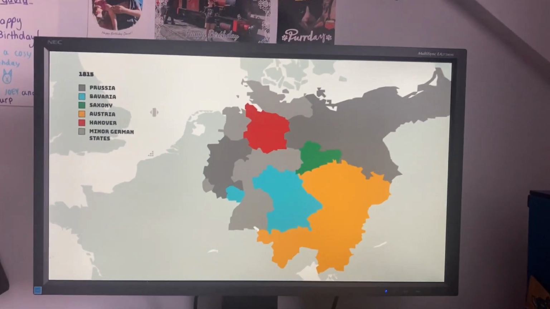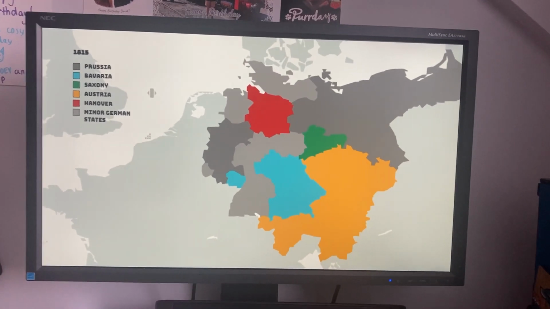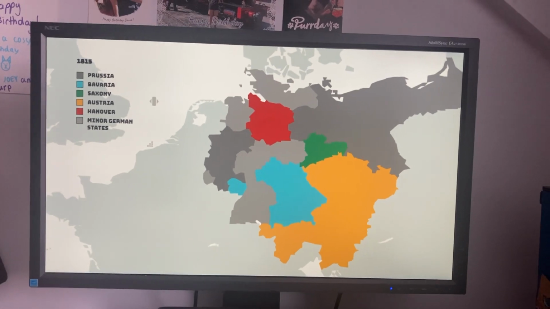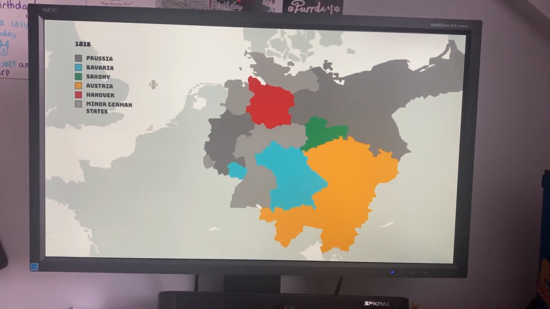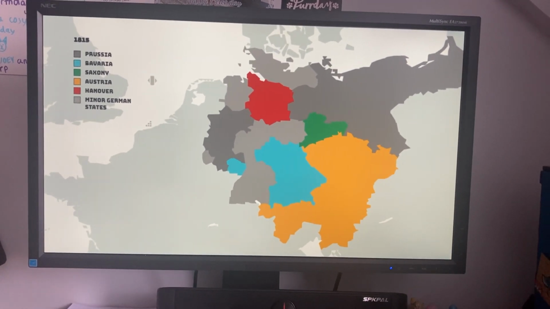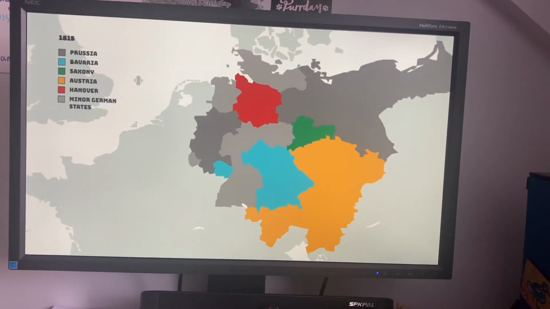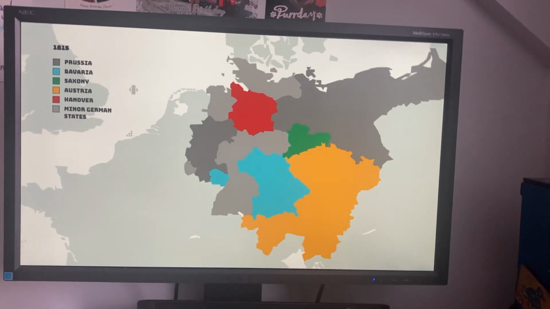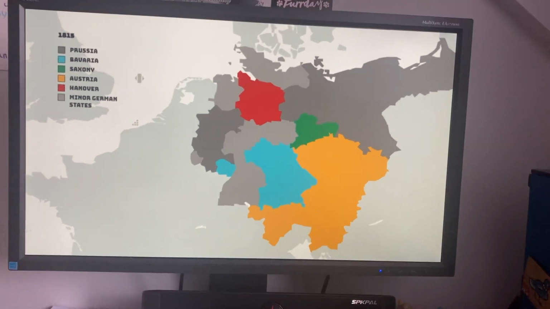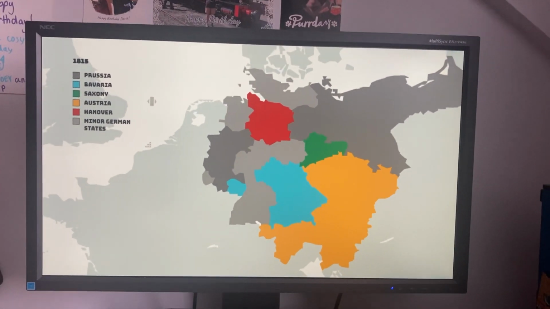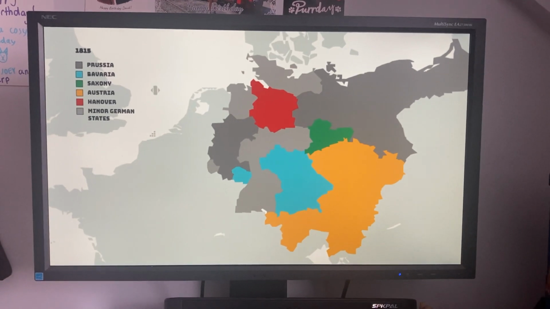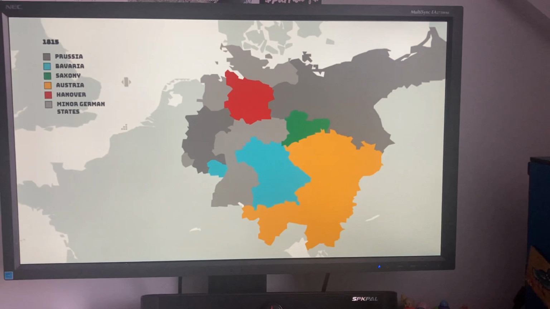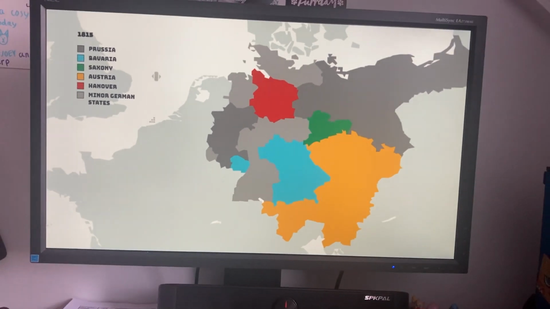So the story starts in the year 1815 and Germany looks like this. There are five major countries, which are Prussia, Bavaria, Saxony, Austria and Hanover. All very important, but the two most important ones are Prussia and Austria. We've also got the minor German states, which are basically irrelevant.